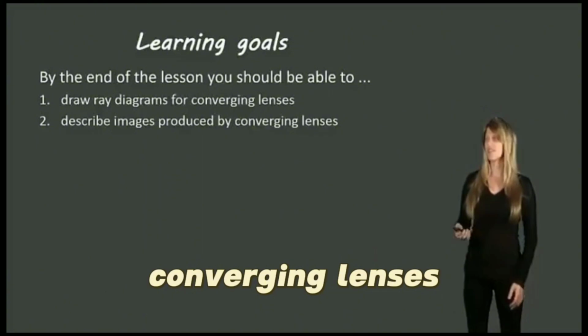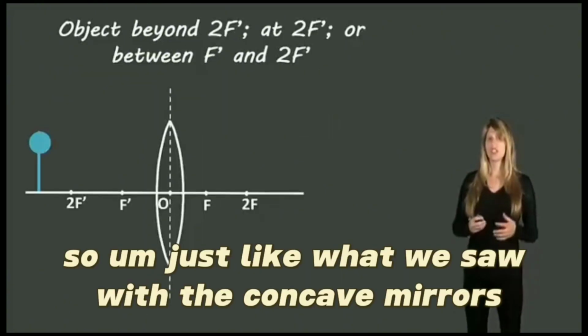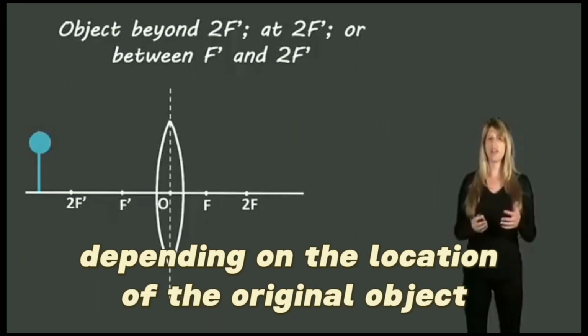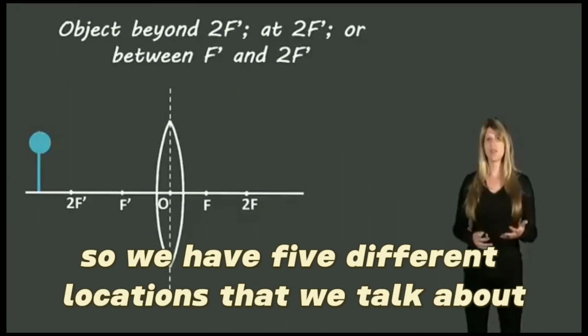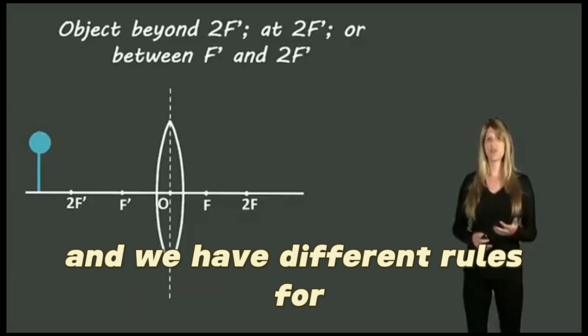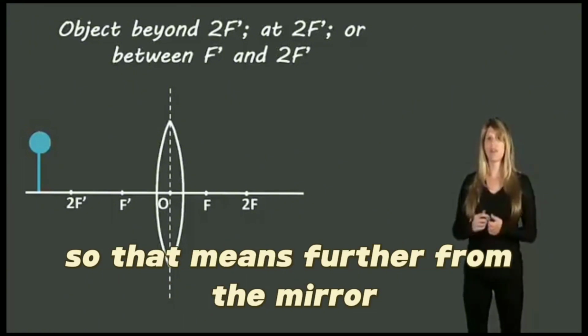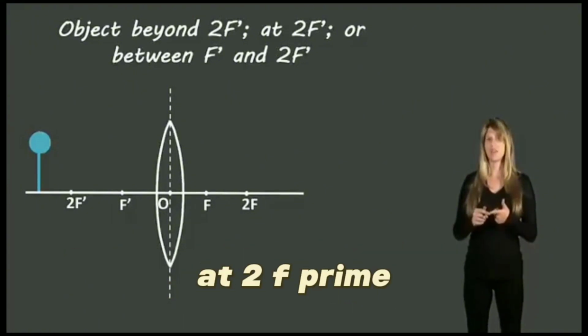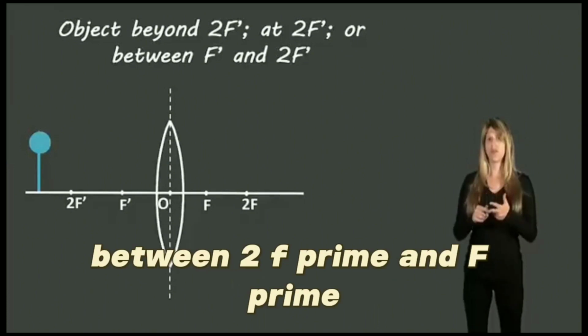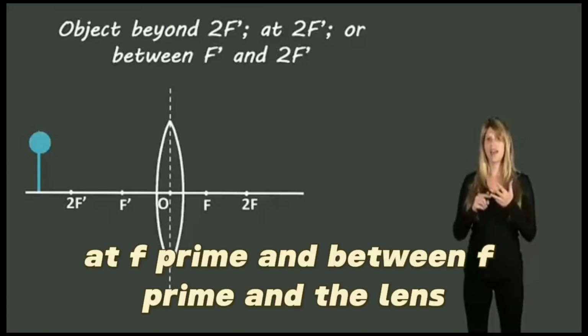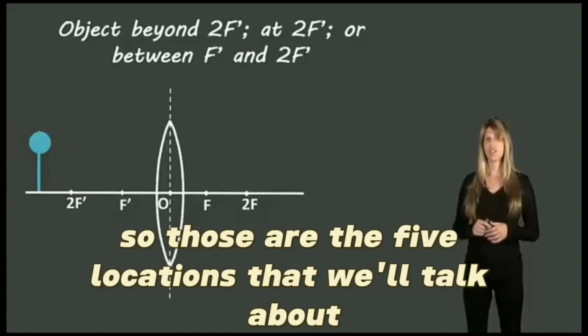So just like what we saw with the concave mirrors, there are a different set of rules depending on the location of the original object. So we have 5 different locations that we talk about, and we'll have different rules for several groupings of these. One of the locations is beyond 2f prime, so that means further from the lens than 2f prime, at 2f prime, between 2f prime and f prime, at f prime, and between f prime and the lens. So those are the 5 locations that we'll talk about.